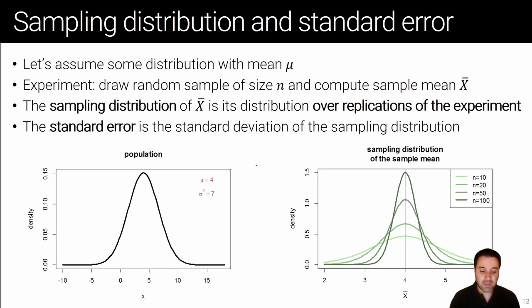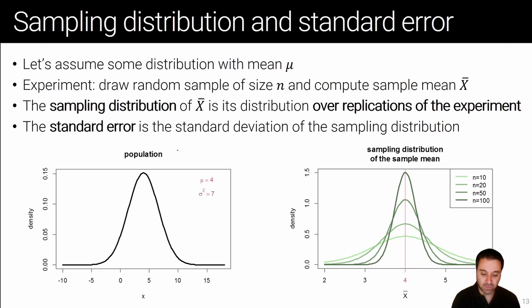So the point is, let's assume that we are trying to estimate this mu from some distribution that we have no idea about, but we want to estimate the mean. Again, the experiment is to draw a random sample of size n and compute the mean. What we call the sampling distribution of the sample mean is the distribution that it would follow over replications of the experiment.